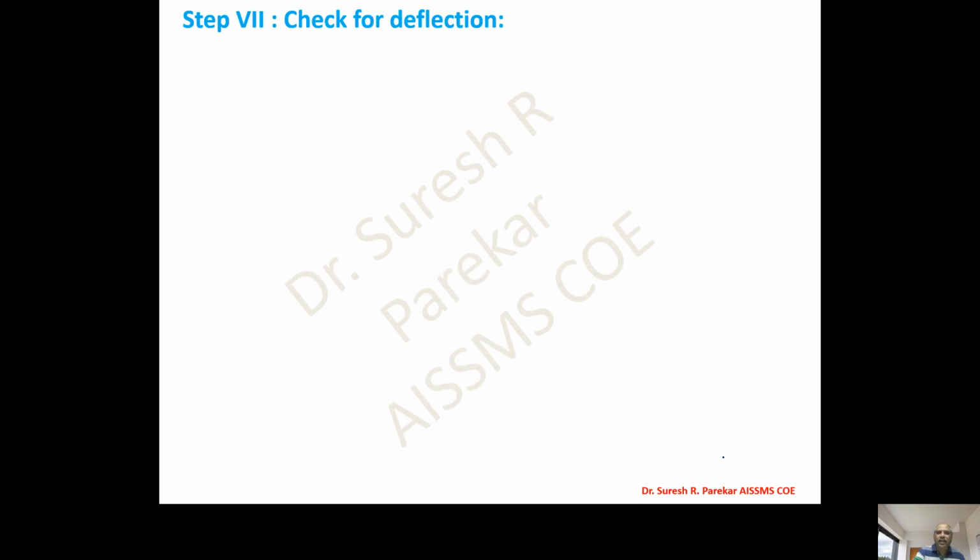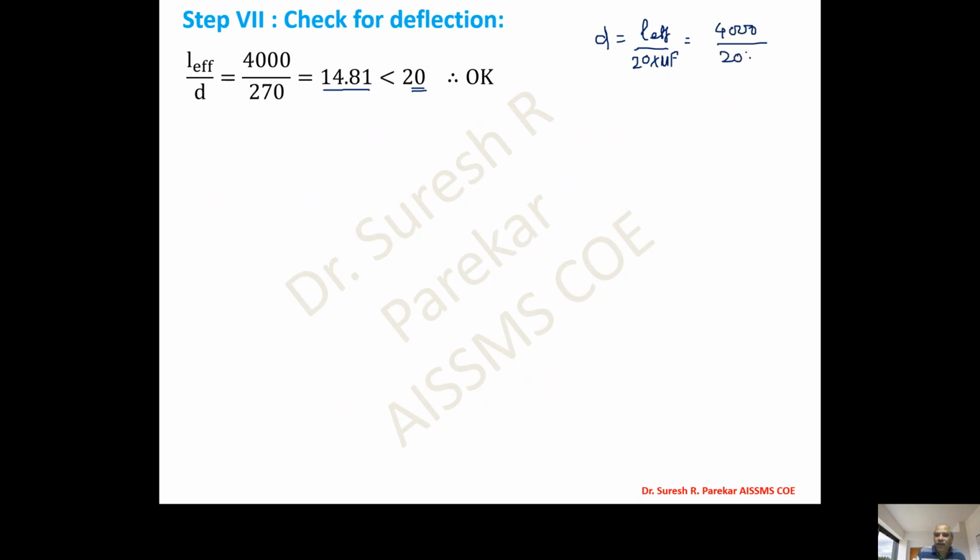Then we have check for deflection. Here I have taken check for deflection before so that we can go for shear calculations. Now L effective upon D, we have 4000 upon 270, which is 14.81, which is less than 20. Now you try to understand, we have D is equal to L effective upon 20 into modification factor. So that means this D is equal to 4000 upon 20 into modification factor. If you consider 20 only, then also this value is 200 upon modification factor, means it is much less.